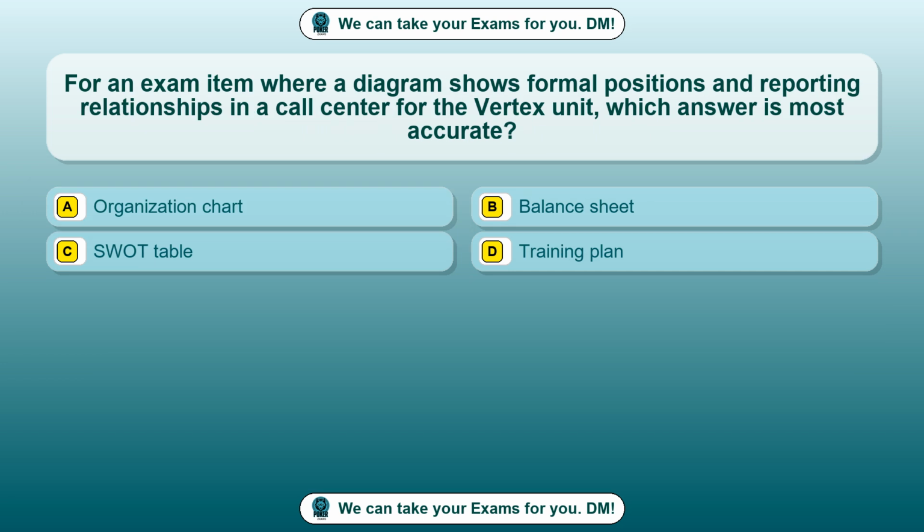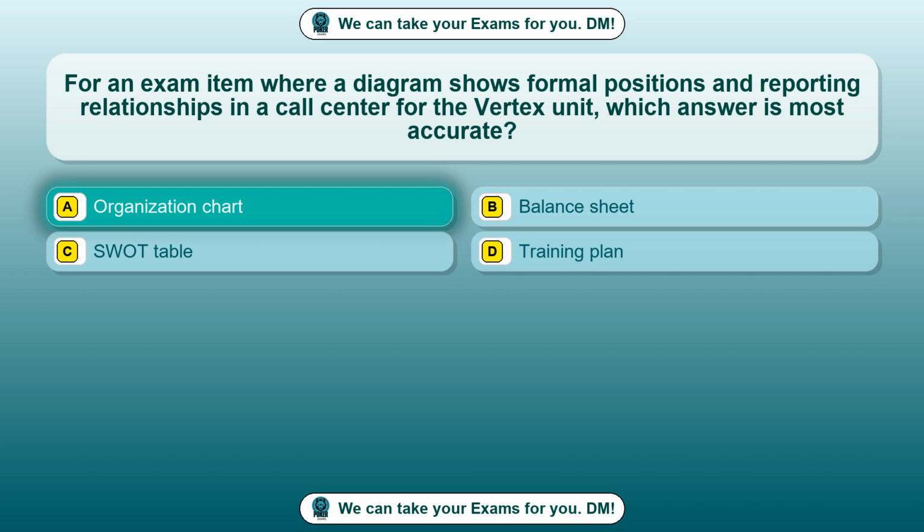Question 66. For an exam item where a diagram shows formal positions and reporting relationships in a call center for the Vertex unit, which answer is most accurate? Option A, organization chart. Option B, balance sheet. Option C, SWOT table. Option D, training plan. The correct answer is option A, organization chart.